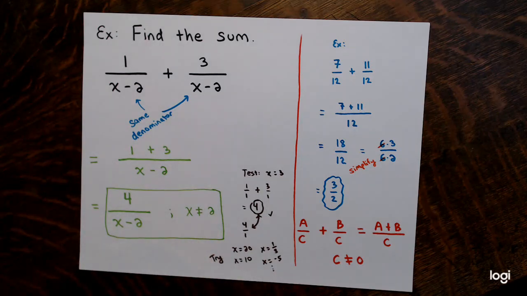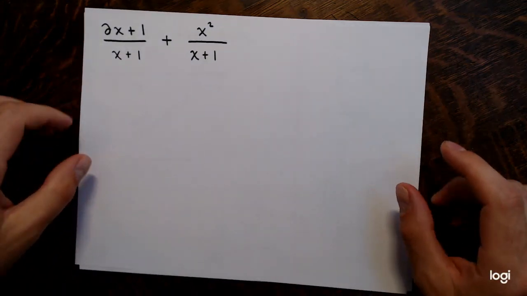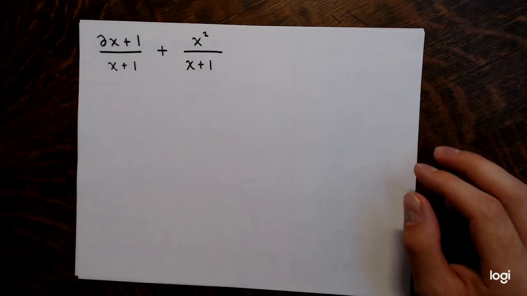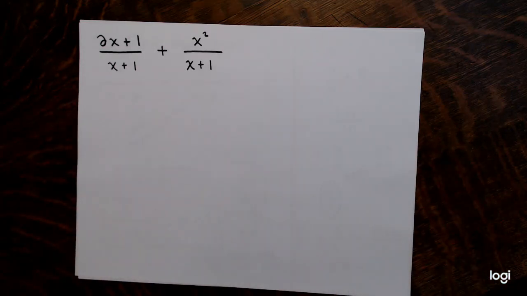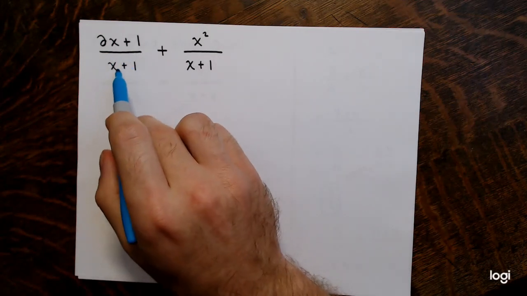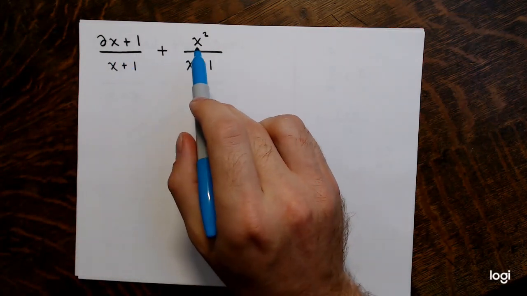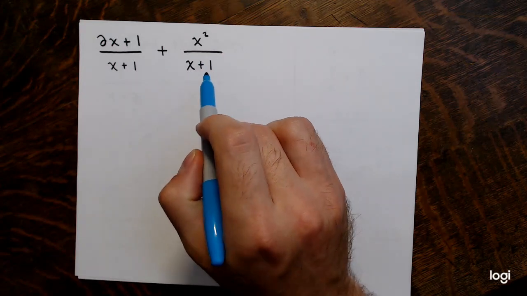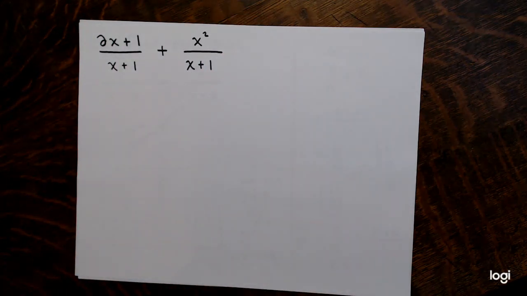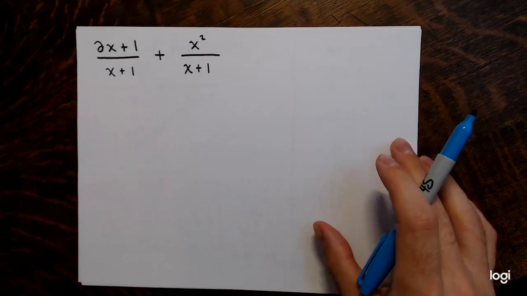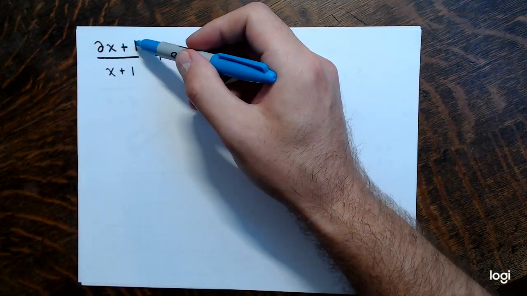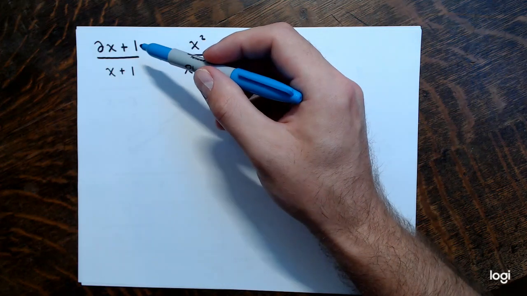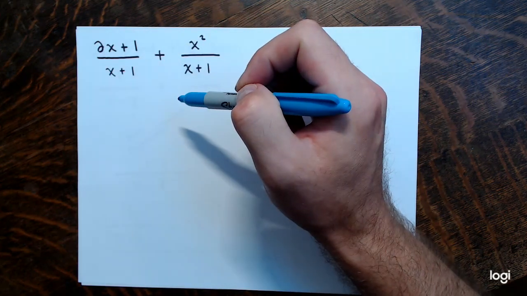Okay. My next example, again, just a couple fractions that we're adding where the denominators are already the same. So these two fractions, you have 2x plus 1 over x plus 1 plus x squared over x plus 1. And again, I'd like to point out, as I have in previous videos, don't just cancel stuff. You can't cancel common terms. You can only cancel common factors.